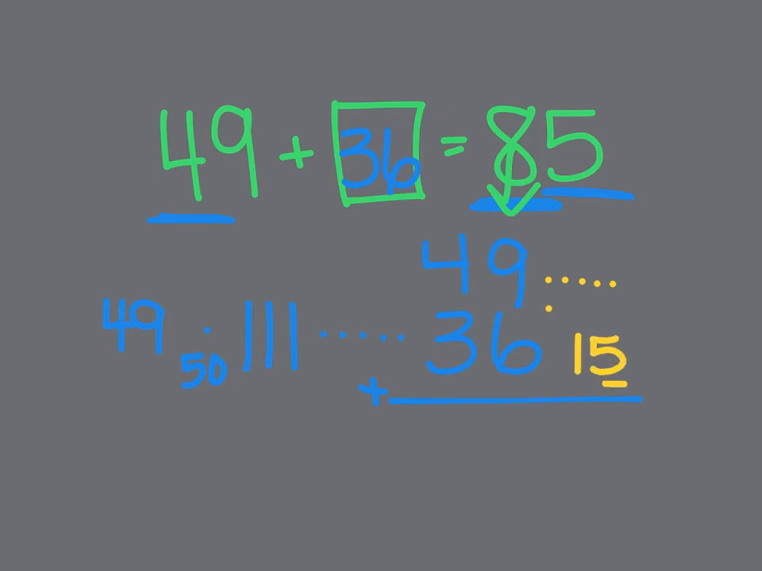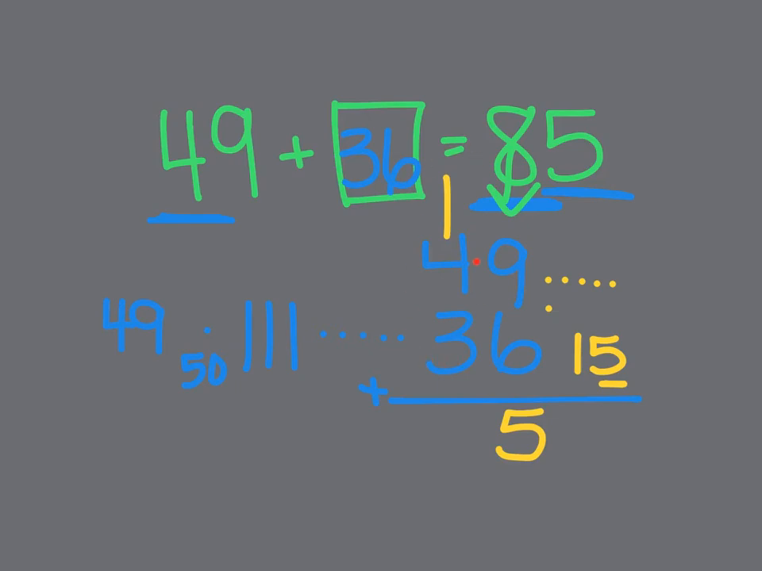I'm going to take the 5 in the ones place and put it down under the ones. The 1 is in the tens place. It goes up top. Now I'm adding my tens. 4 plus 1 is 5. 6, 7, 8. 5 plus 3 is 8.